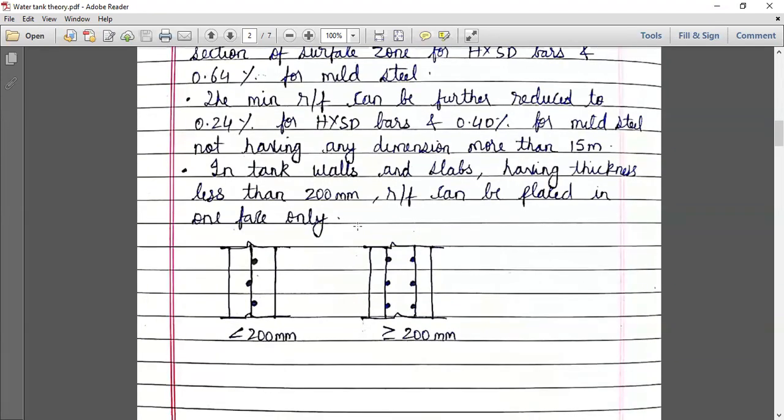What is mentioned here is that when the thickness of the wall is less than 200 mm, the reinforcement will be on one face only, and if it is greater than or equal to 200 mm then you can provide the reinforcement on both the faces of the wall. So when the thickness is less than 200 mm, we provide it on one side only. Is this clear everyone? Did you understand now?